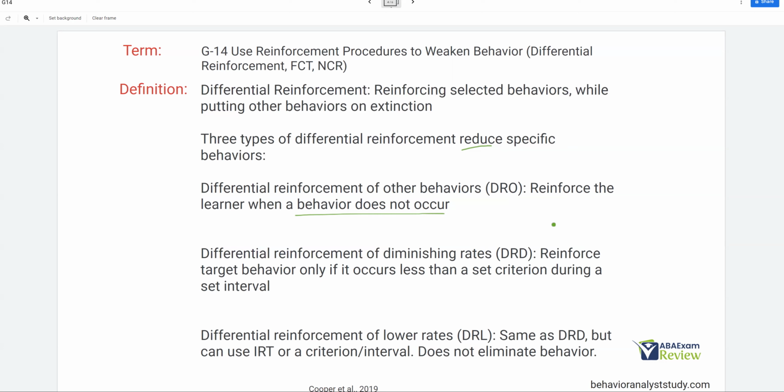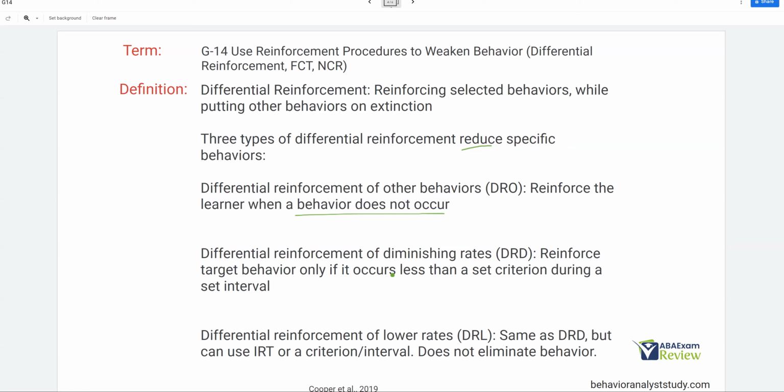One of the concerns with DRO is when you deliver reinforcement, you could be reinforcing nearly anything. And so we want to be smart with differential reinforcement of other behaviors. It's typically used to reduce very dangerous or high rate behavior. And again, we are looking for the absence of the behavior to not occur.